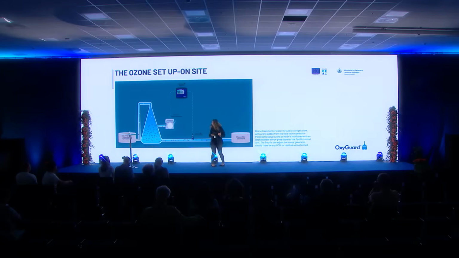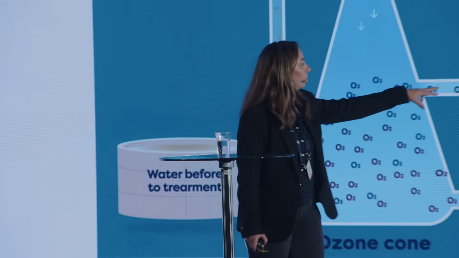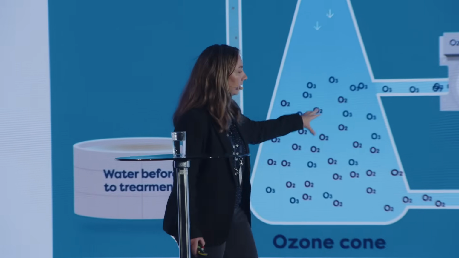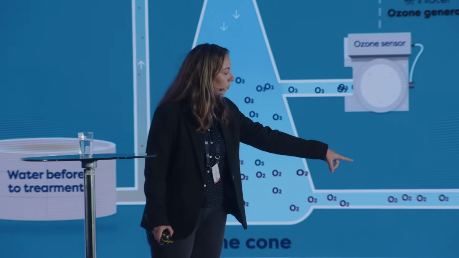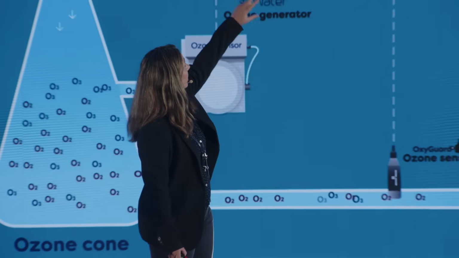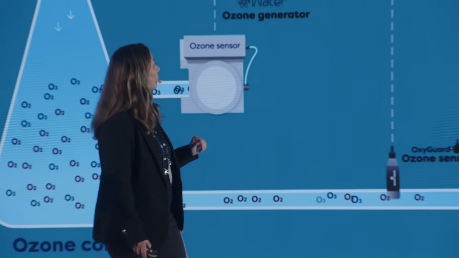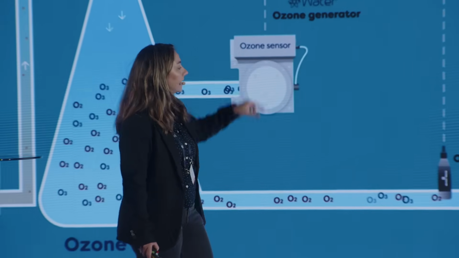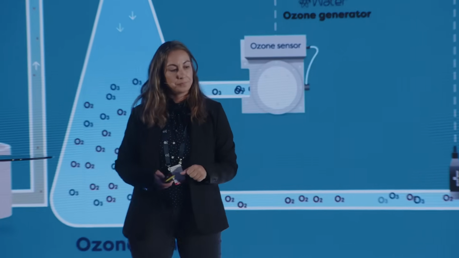Here is an overview of the system that we had up there. So untreated water entered an oxygen cone that was the reaction chamber, and ozone was coming in. Then we have some oxygen and an ozone sensor, which was linked to our control unit, and we were readjusting the ozone dose.